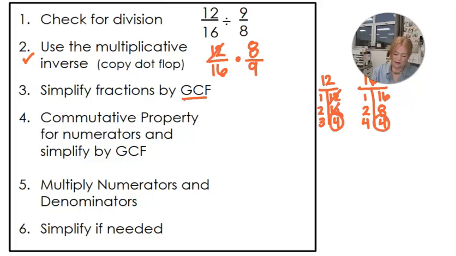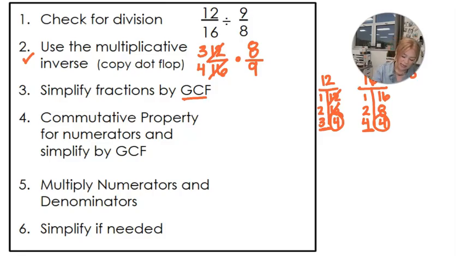If I do 12 divided by 4, the answer is 3. And 16 divided by 4 is 4. So now I have 3/4. That's a lot simpler than 12/16. That's going to be easier to use those numbers.